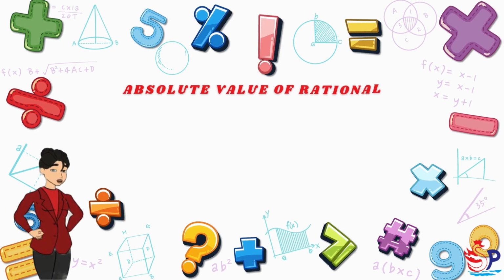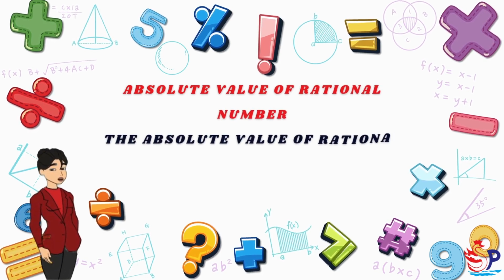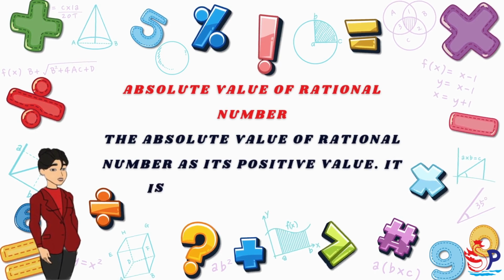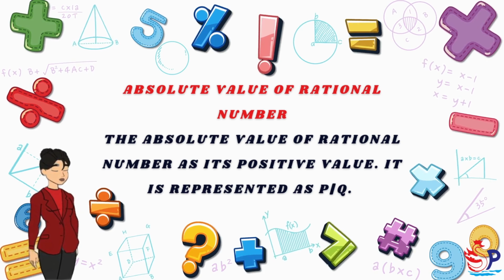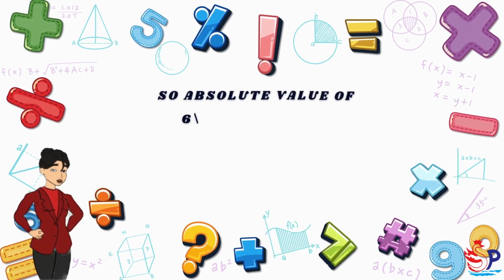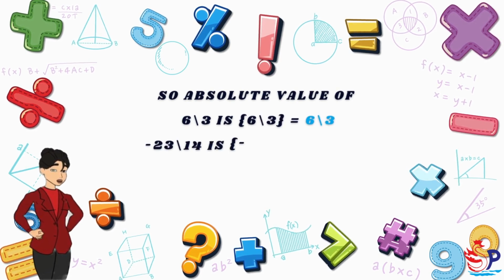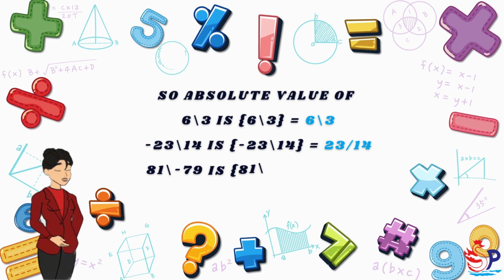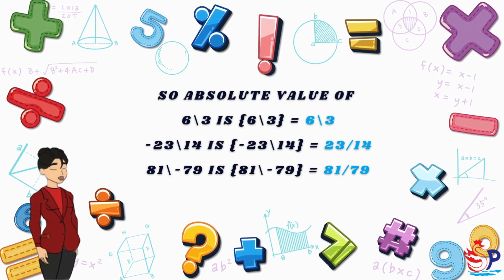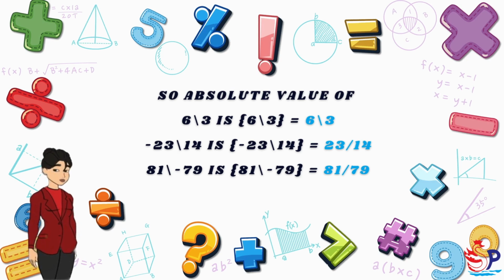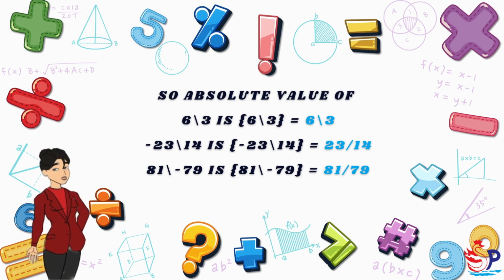Absolute value of a rational number. The absolute value of a rational number is its positive value. It is represented as |p by q|. So the absolute value of 6 by 3 is 6 by 3. The absolute value of minus 23 by 14 is equal to 23 by 14. The absolute value of 81 by minus 79 is equal to 81 by 79.